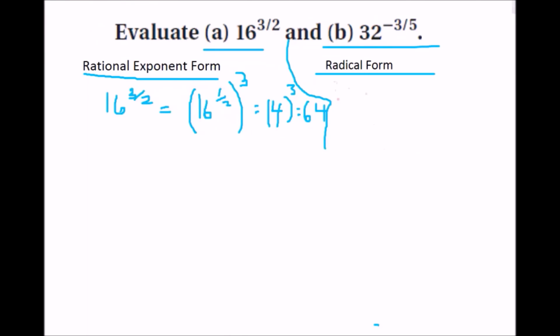So 16 to the 3/2 is equal to the second root of 16. That's just the square root. We don't need to write this 2 here, but I'm going to do it anyways. To the 3rd power. The square root of 16 is 4 to the 3rd power, and that's 64. So you get the same answer in two different ways. You just need to recognize 16 to the 1/2 is the same as the second root of 16.